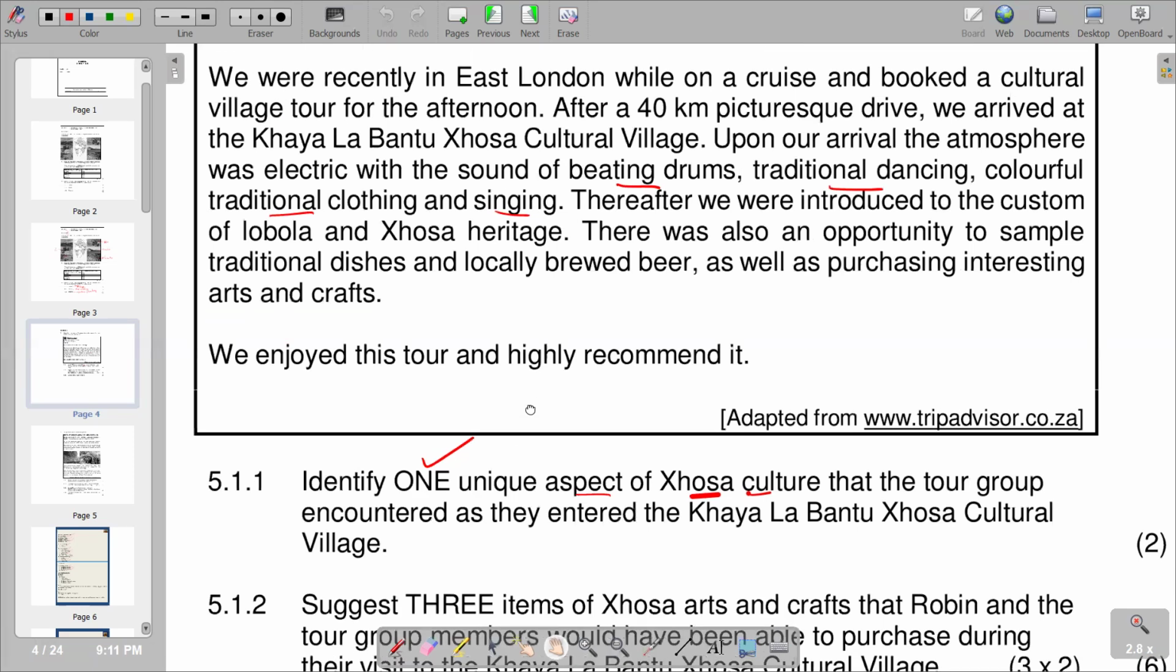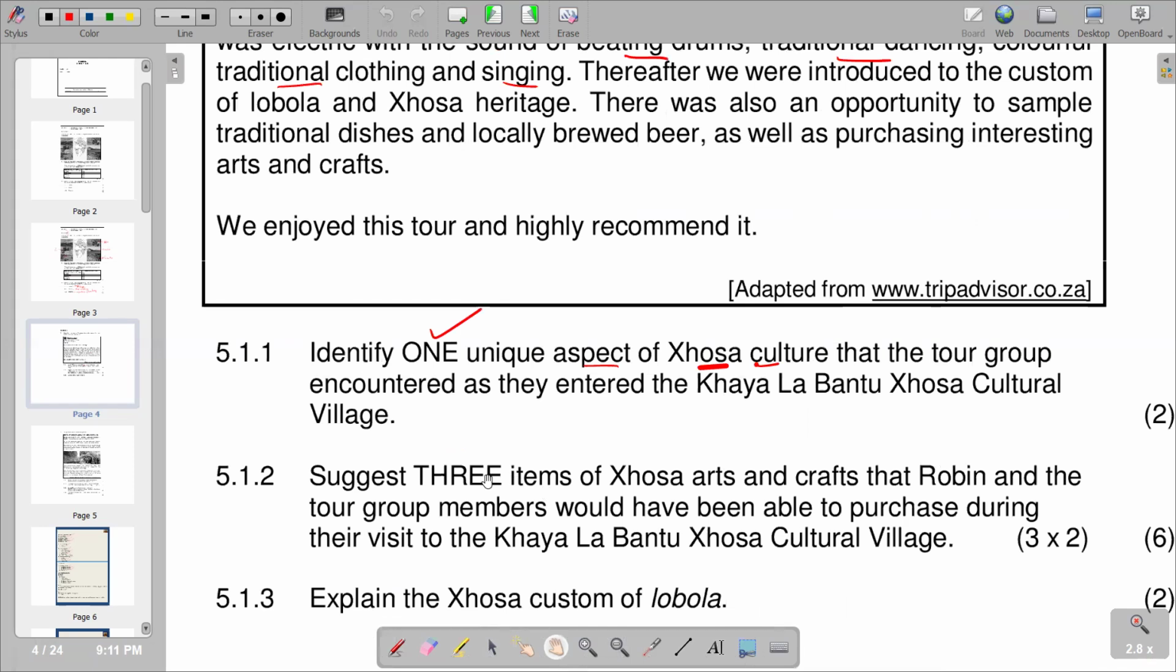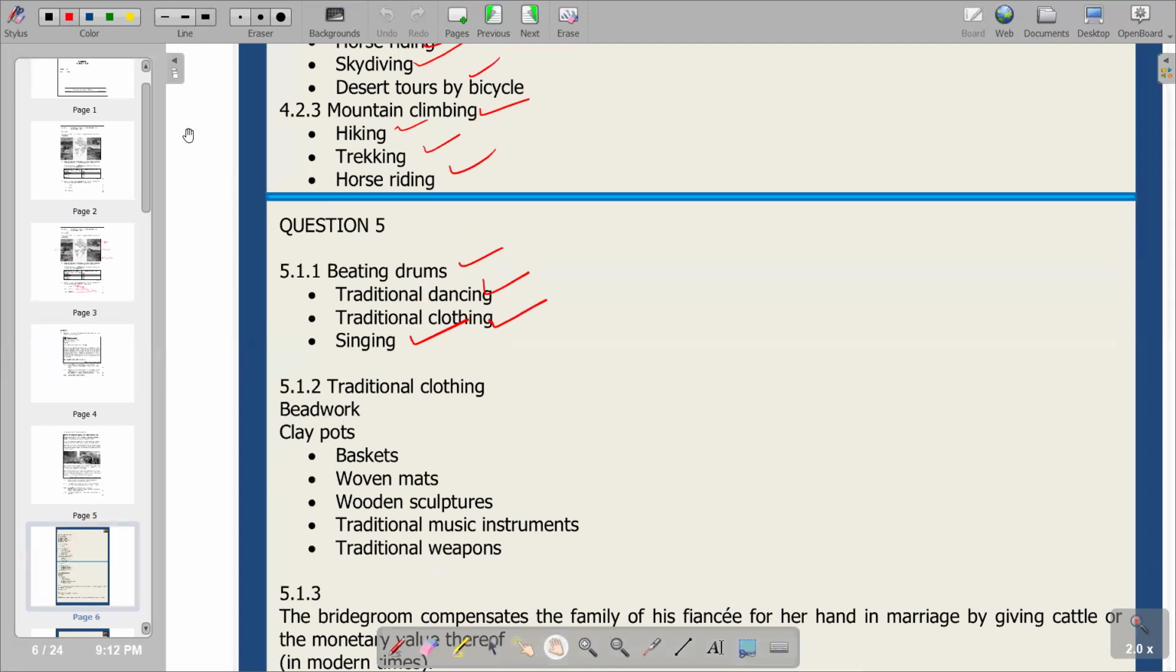We go to the other section, but this question is asking for 3. We've already listed clay pots, music instruments, which can also be subdivided into different instruments that you can list, and then baskets. So let's see according to the other section what we have in terms of 5.1.2. The items there are traditional clothing that was used for dancing, then beadwork, clay pots, baskets, wooden mats. Those are the items we can pick 3 from. Then we go to the next question.